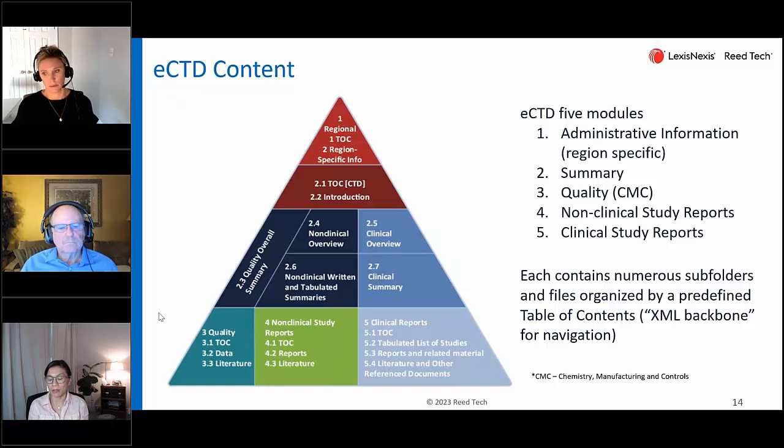So the forethought of the eCTD really is common across, and there's always a placeholder for every single relevant document. You're going to be able to find a section that's relevant to what you're doing, particularly based on the therapeutic area or the product that you are submitting. So common across all drug types as well.